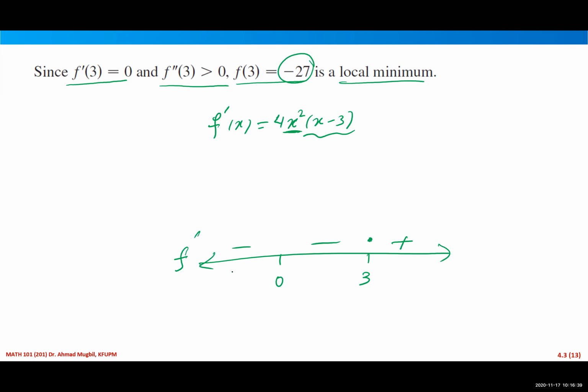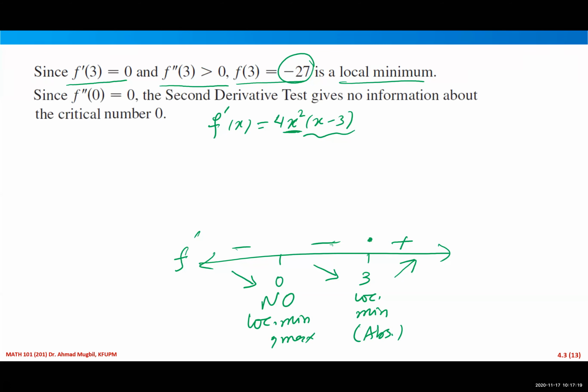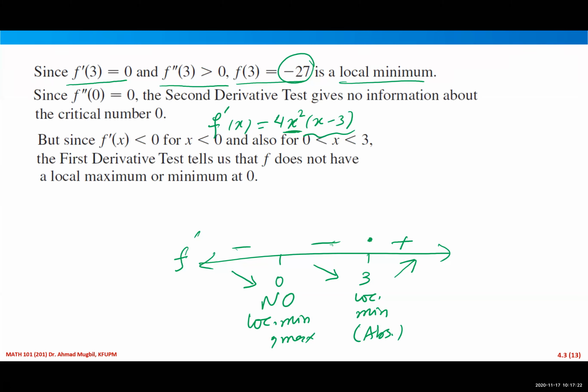Now, here the function is decreasing, decreasing, increasing. So here we have a local minimum, and we know that from before. And it is not only local, by the way, it is absolute. But at 0, the derivative does not change sign. It is still negative, negative, so it is decreasing, decreasing. So here we have no local minimum and no local maximum. So we know that it has nothing there, but it doesn't mean that it always happens. It could be a local minimum or maximum, found by using the first derivative test.